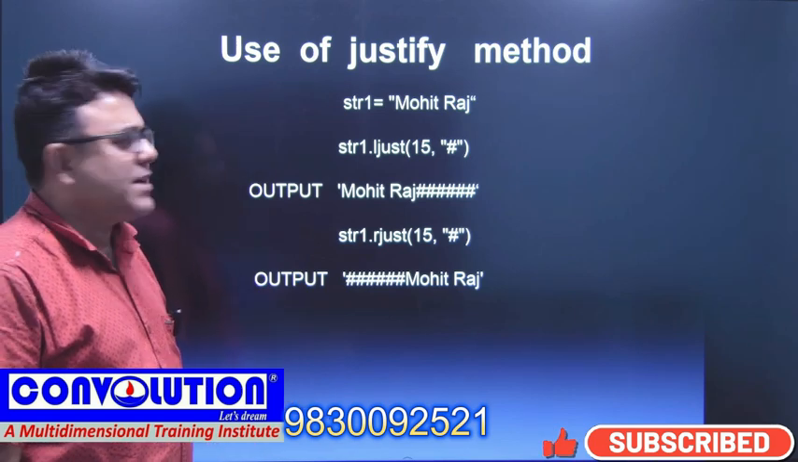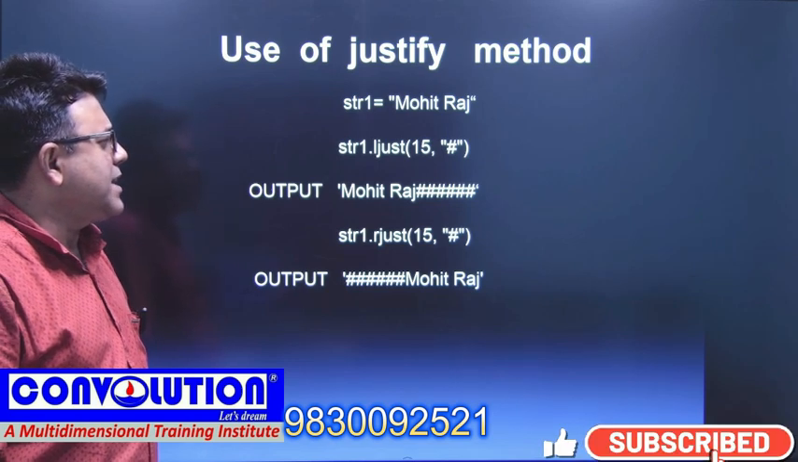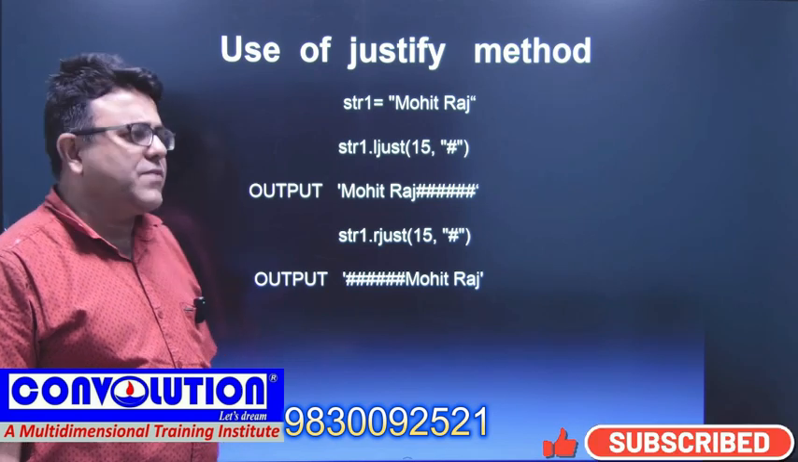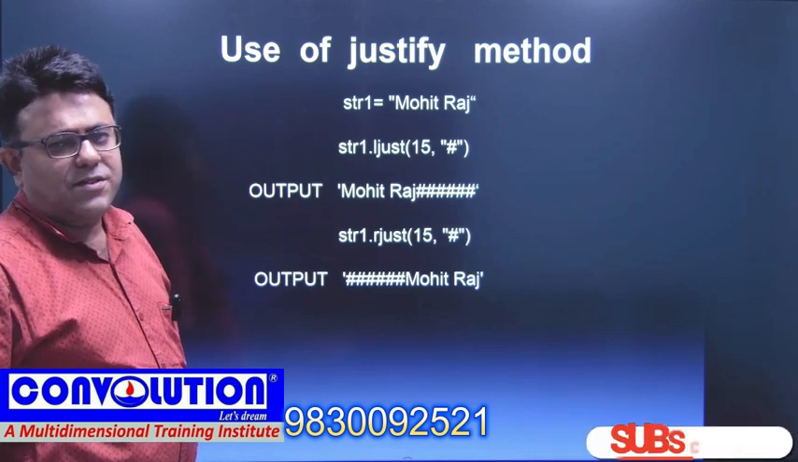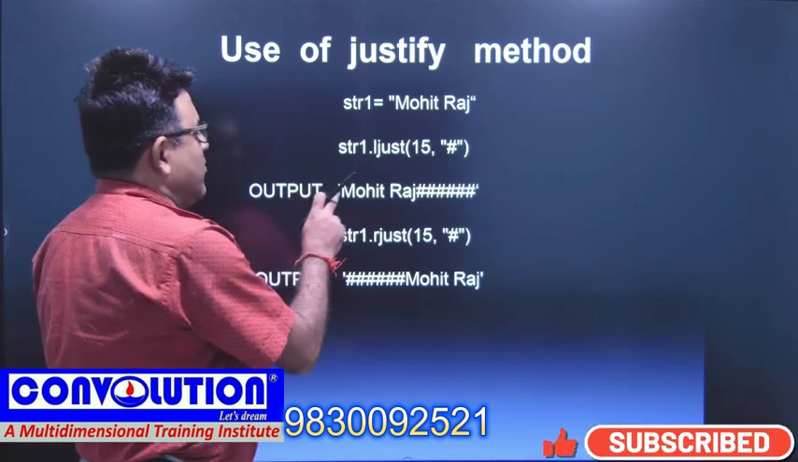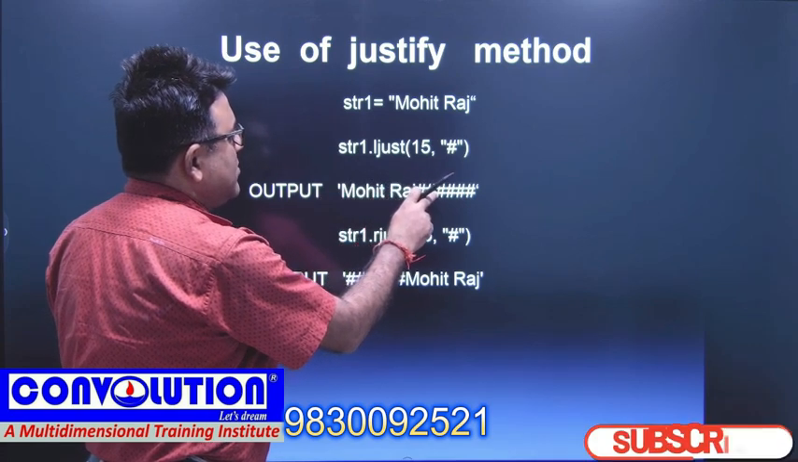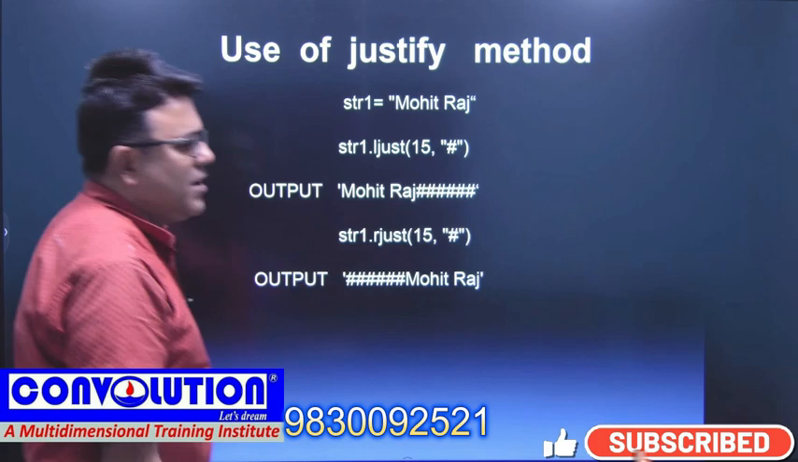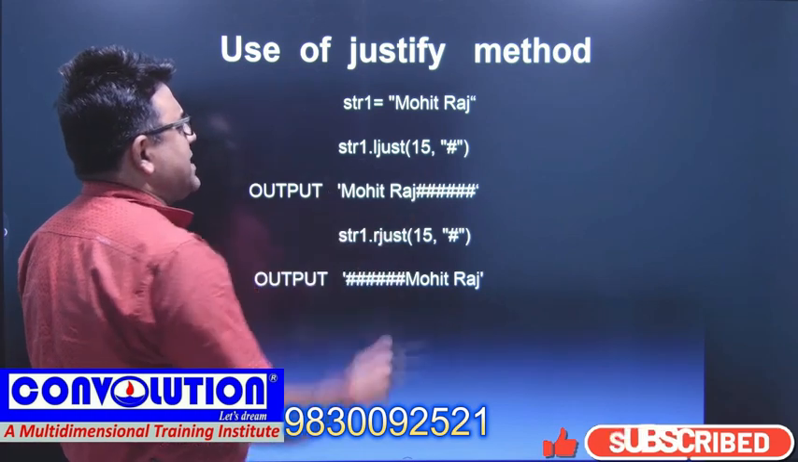Now what is the significance of this hash? If you look at the output, we are getting Mohit Raj, and along with that we are getting some hashes. So let us count this one. How many characters are there? We have to include the hash also. 1, 2, 3, 4, 5, 6, 7, 8, 9, 10, 11, 12, 13, 14, 15. So if you see the output, the total number of spaces is 15.